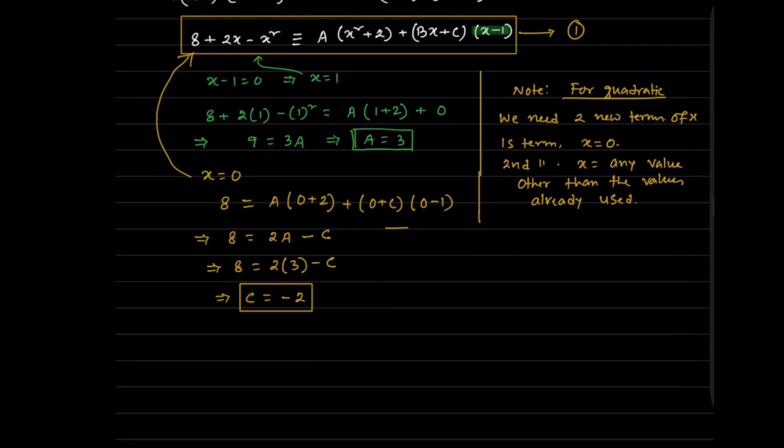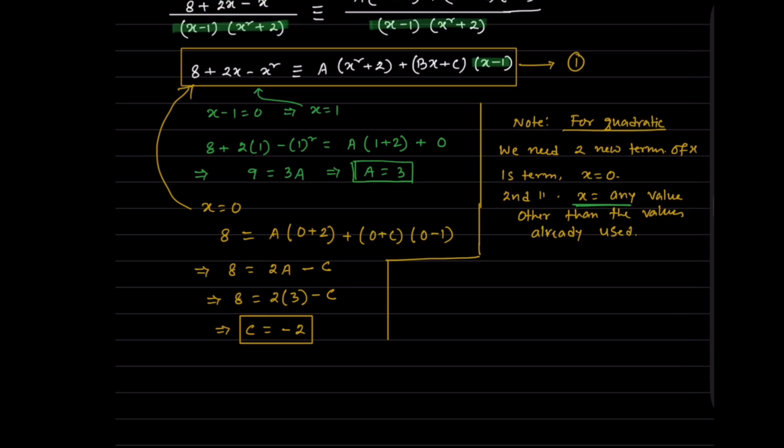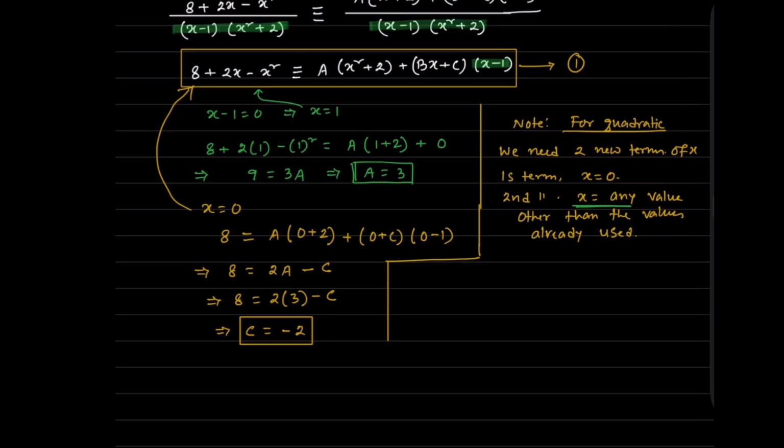Now the question comes to the third value. For the third term, x can be any value other than the values we already used. What values have we used for x? We used 0, and we used x equals 1. So we cannot use those. Other than these, you can take any one. For this case, let's take x equals minus 1.